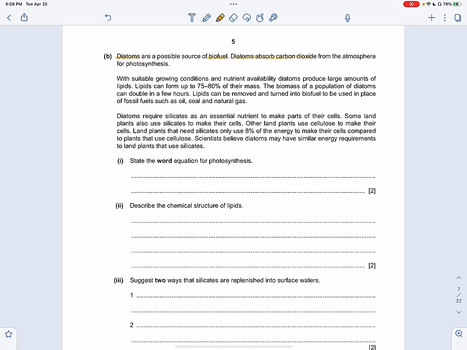Diatoms absorb carbon dioxide from the atmosphere for photosynthesis. So that means that they are a good organism for climate control. Biofuel, so bio is life, fuel, obviously we need fuel for energy, so we can use them as an alternative energy source. With suitable growing conditions and nutrient availability, diatoms produce large amounts of lipids. Lipids can form 70 to 80% of their mass, so they could be predominantly lipids.